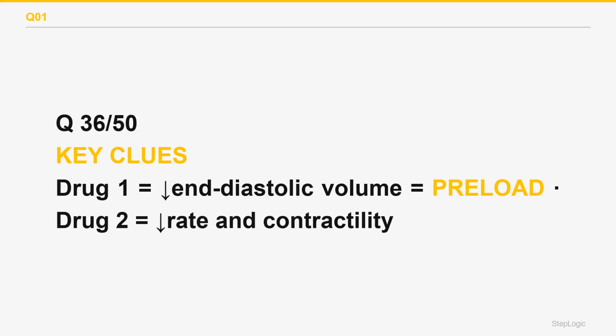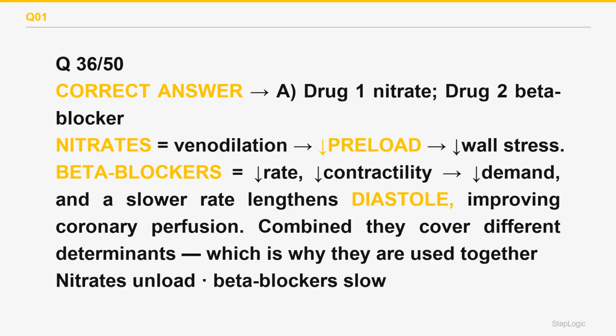Nitrates are predominantly venodilators. By expanding venous capacitance, they reduce venous return, which lowers end diastolic volume, preload, and therefore wall stress and myocardial oxygen demand. That is drug 1. Beta blockers act on the heart itself, reducing heart rate and contractility. These are two major determinants of oxygen demand, with little direct effect on venous capacitance. That is drug 2. Reversing them, as choice B does, misassigns the entire mechanism of both classes. The correct answer is A.